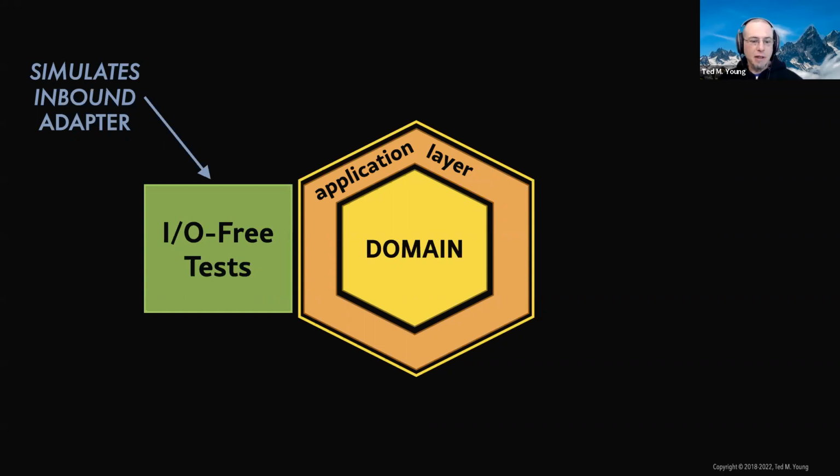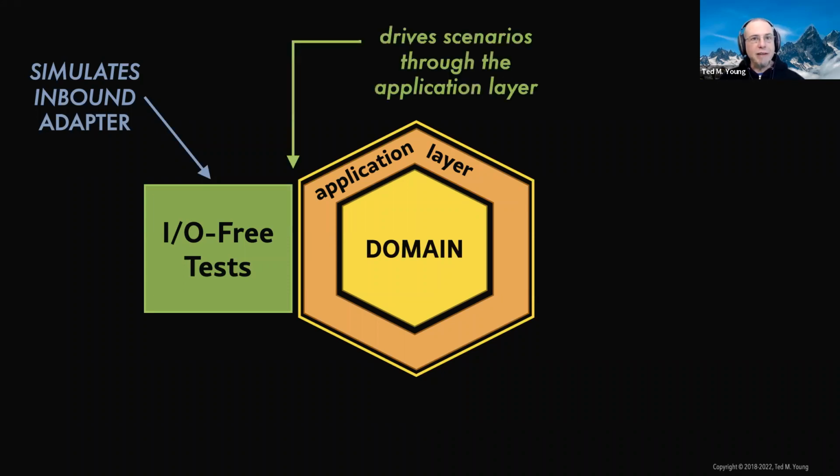So to me, with hexagonal architecture, with its left to right asymmetry, it's really not outside in, it's actually left to right. I start on the left. What do I think the adapter is going to need? And maybe I'll even write some tests against the adapter itself, some IO tests. And then I'll figure out, what does it need? What kinds of things is it going to call in the application layer? And then I'll write tests for that. And so I'm driving these scenarios through the application layer.